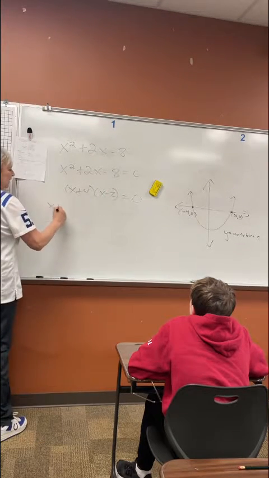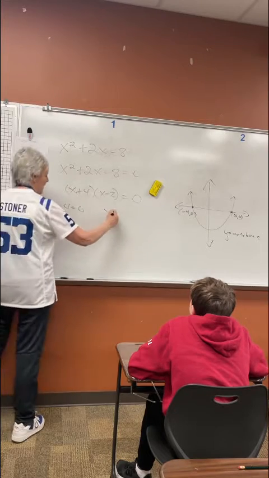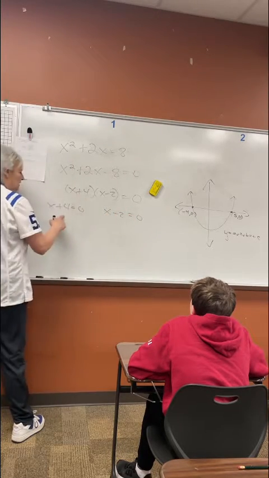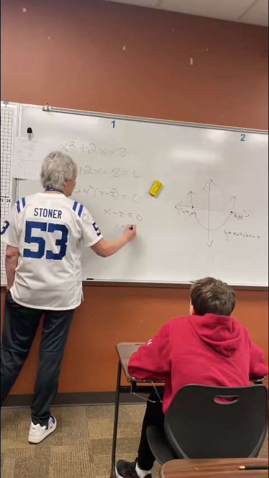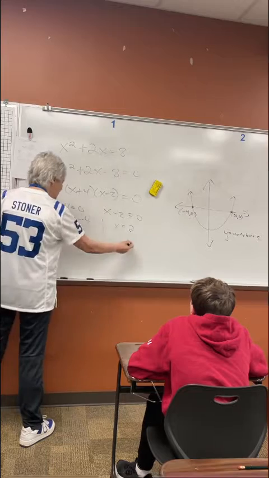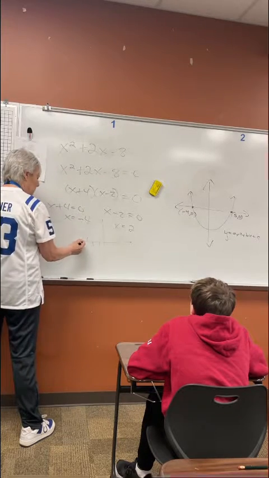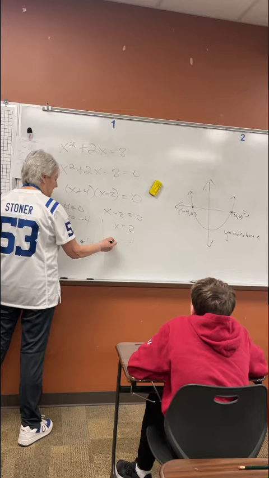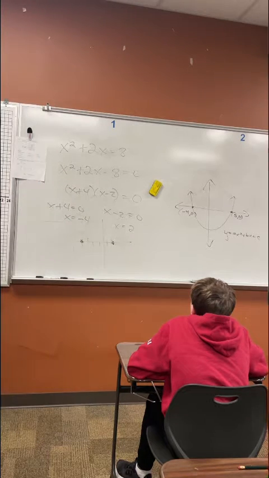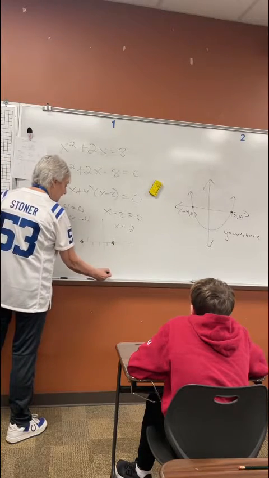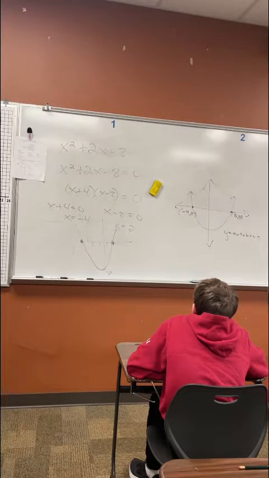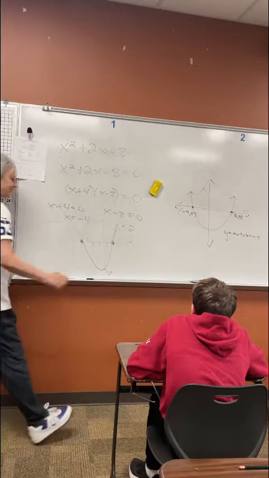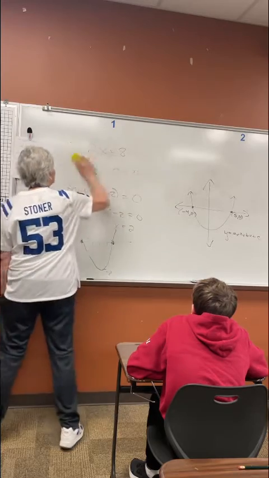So x plus 4 equals 0, and x minus 2 equals 0. This solution is negative 4. This solution is 2. That means, once again, you have a parabola that crosses the x-axis here and here. Simple stuff, isn't it? And you also know that at negative 8, it's going to cross, because that's the y-intercept.